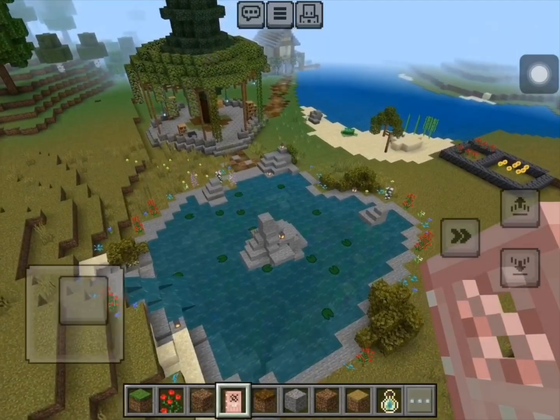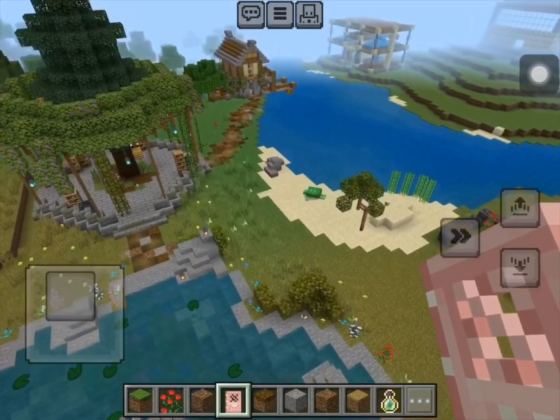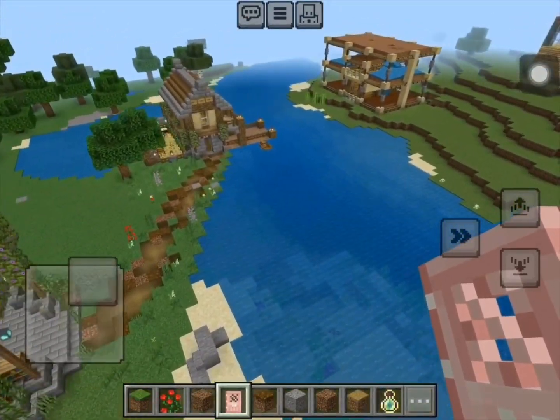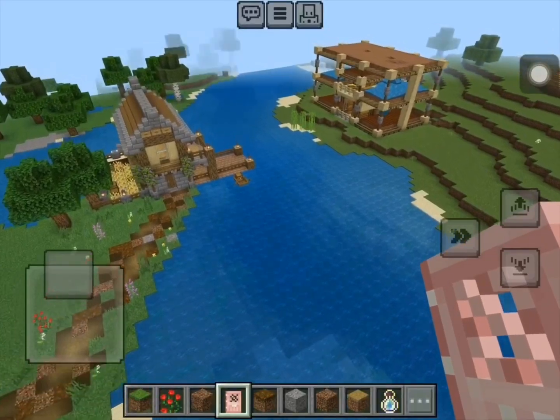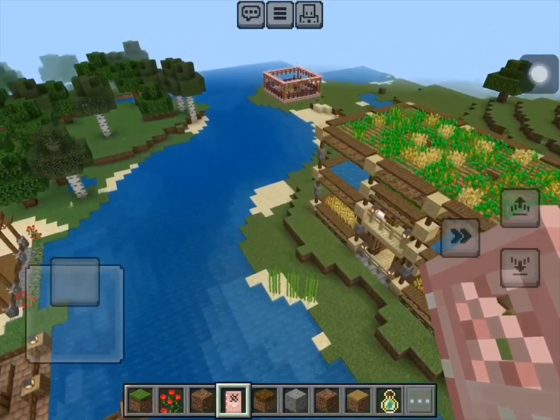Everyone, welcome to our new ecosystem world. Now we will take a look around and explore with us, and we will explain to you guys what we have made in our ecosystem world.